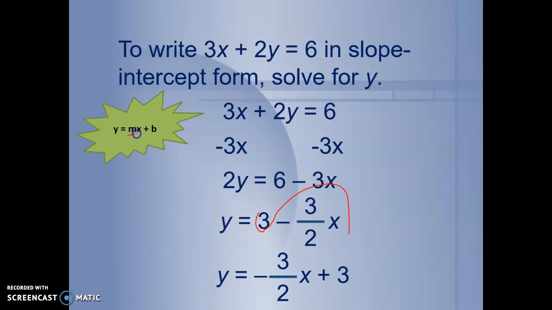We now know our slope. That's the coefficient or number in front of x. Negative 3 halves, and we know our y-intercept. That's the number down here, the constant term, 3.